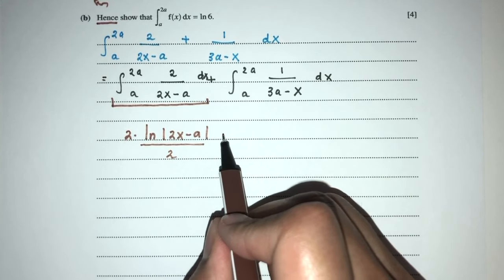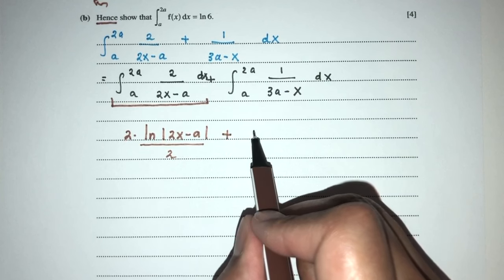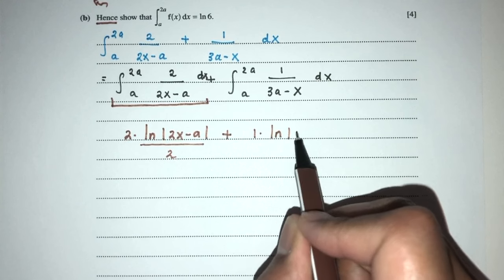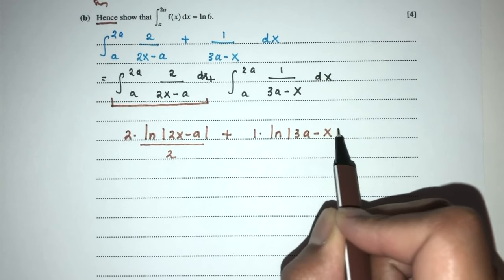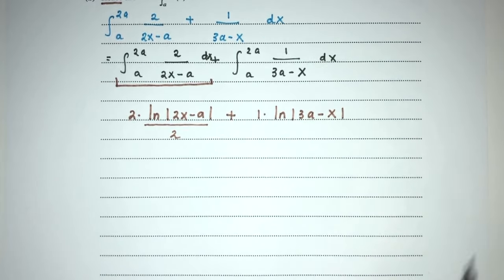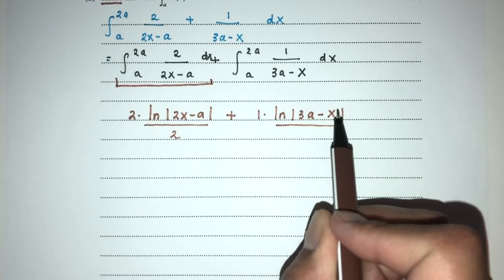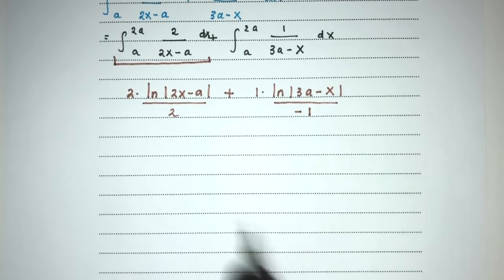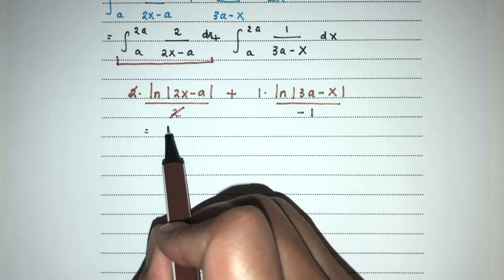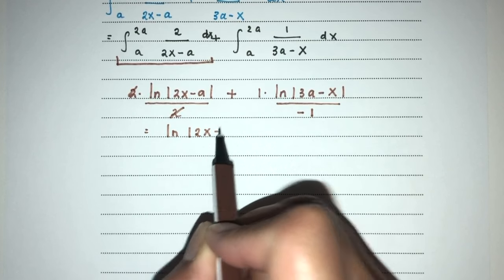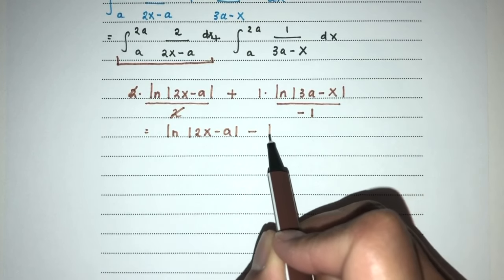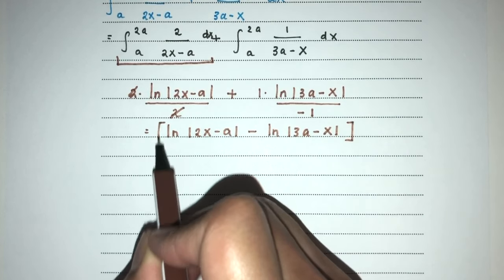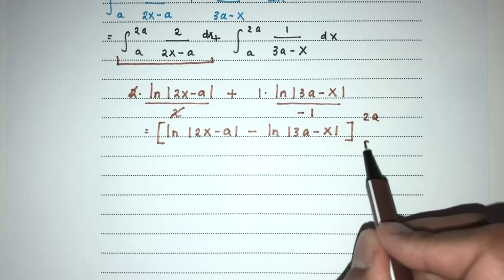Now next step, plus. Here we have 1. 1 is the multiple. Here we have 1 over this, so that will be ln of the whole thing at the base again, because it is a linear factor. We can do this. Next thing is divide by d/dx of this. That will give you minus 1, right? So simplify, cancel out. You will have ln of 2x minus a minus ln of 3a minus x between the limits of 2a and a.